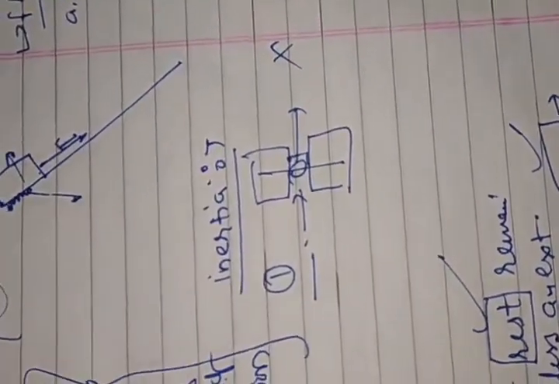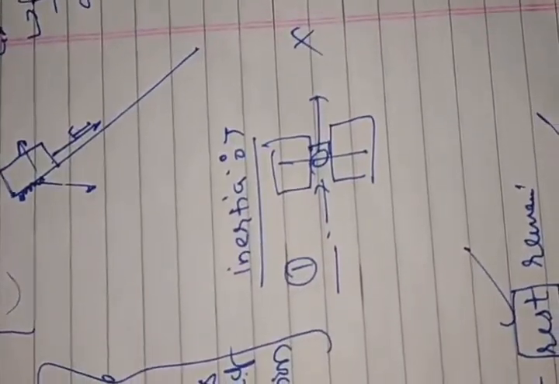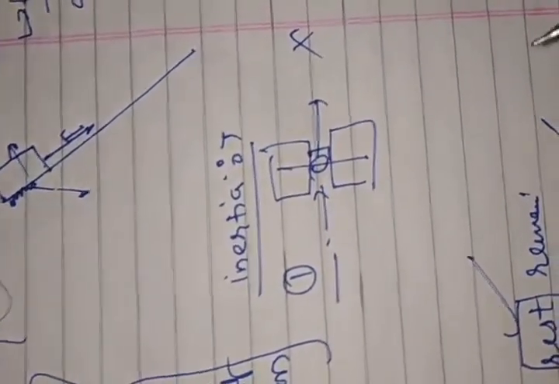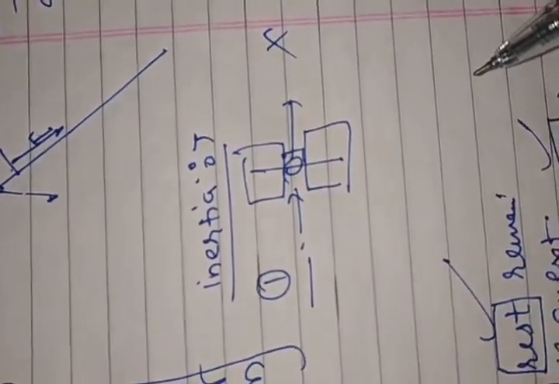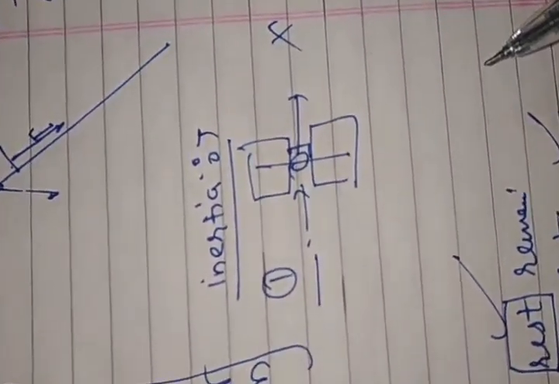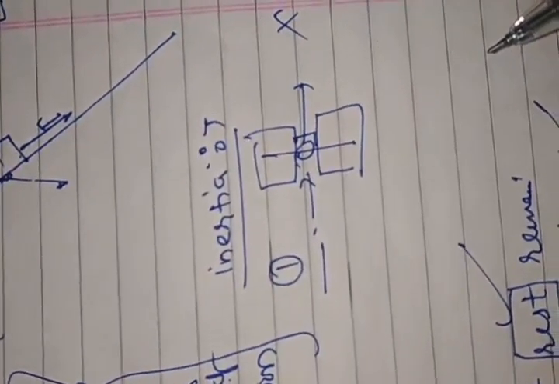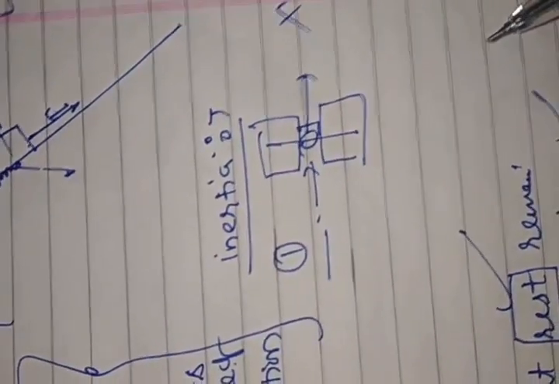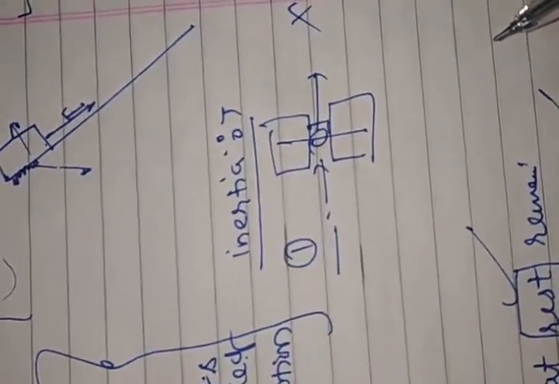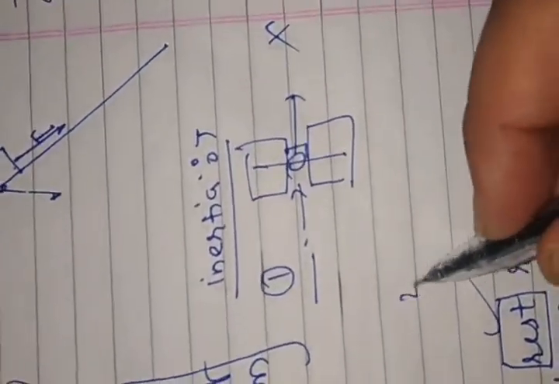Second example. We can include here a person jumping from a moving bus in the direction of motion of the bus, and he falls forward. This is because when his foot touches the ground, the foot comes to rest, but the upper part of the body tends to remain in motion. Okay or not? Okay. This is the second example.